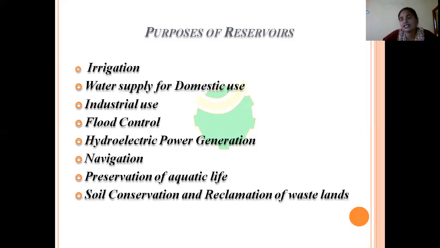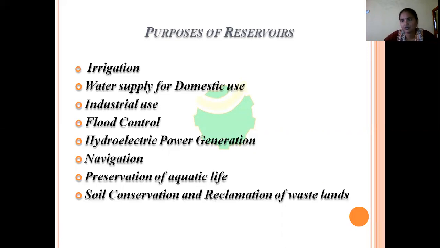Next, water supply for domestic use. So this water will be used for drinking purposes. Industrial uses: for different industrial needs, the reservoir water will be used.